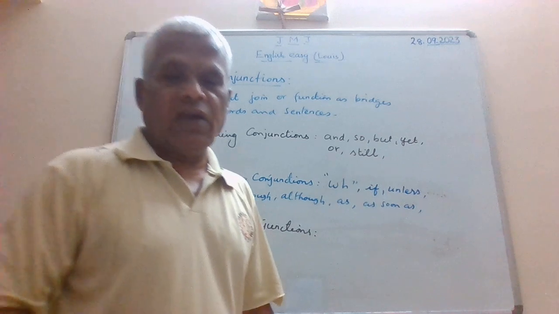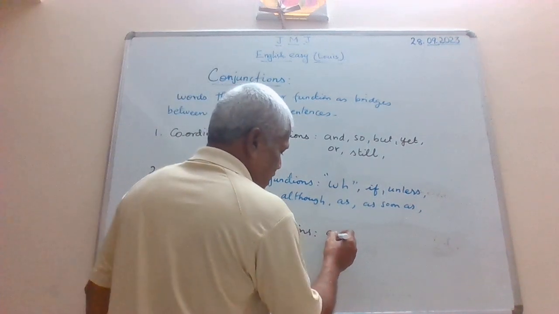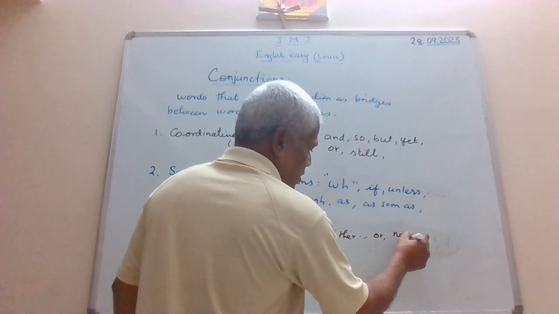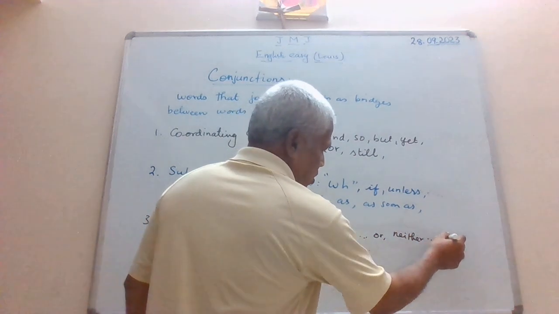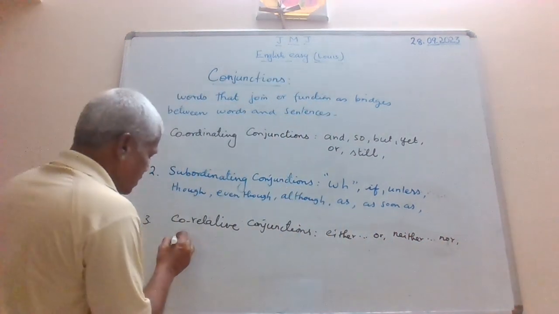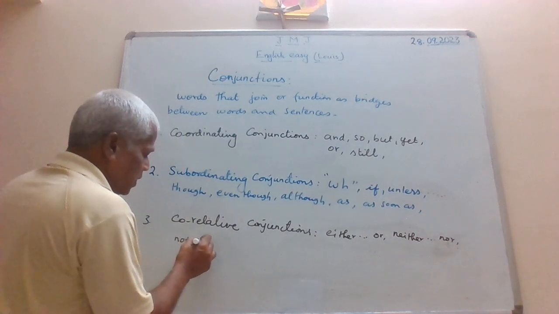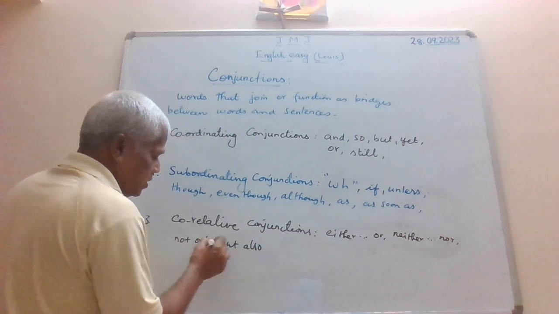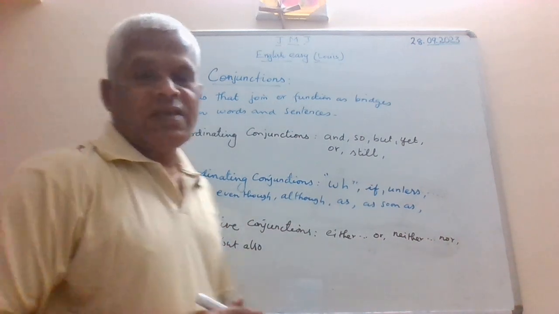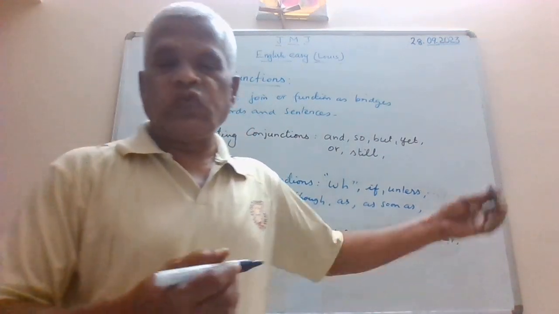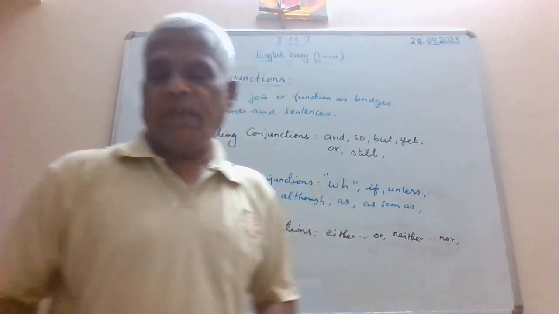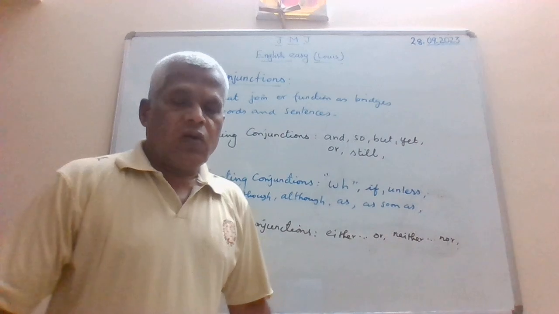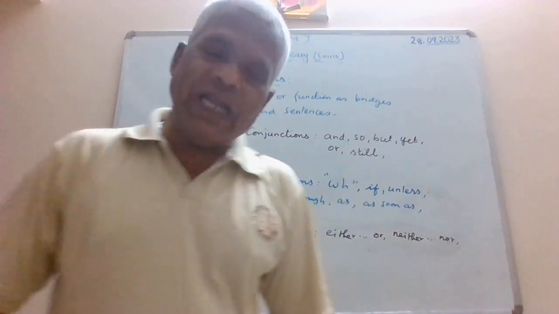There are so many you can think of. See, for example, either, or, neither, nor, and then not only but also, no sooner. So many examples you can think of. So they are all known as correlative conjunctions or correlating conjunctions.